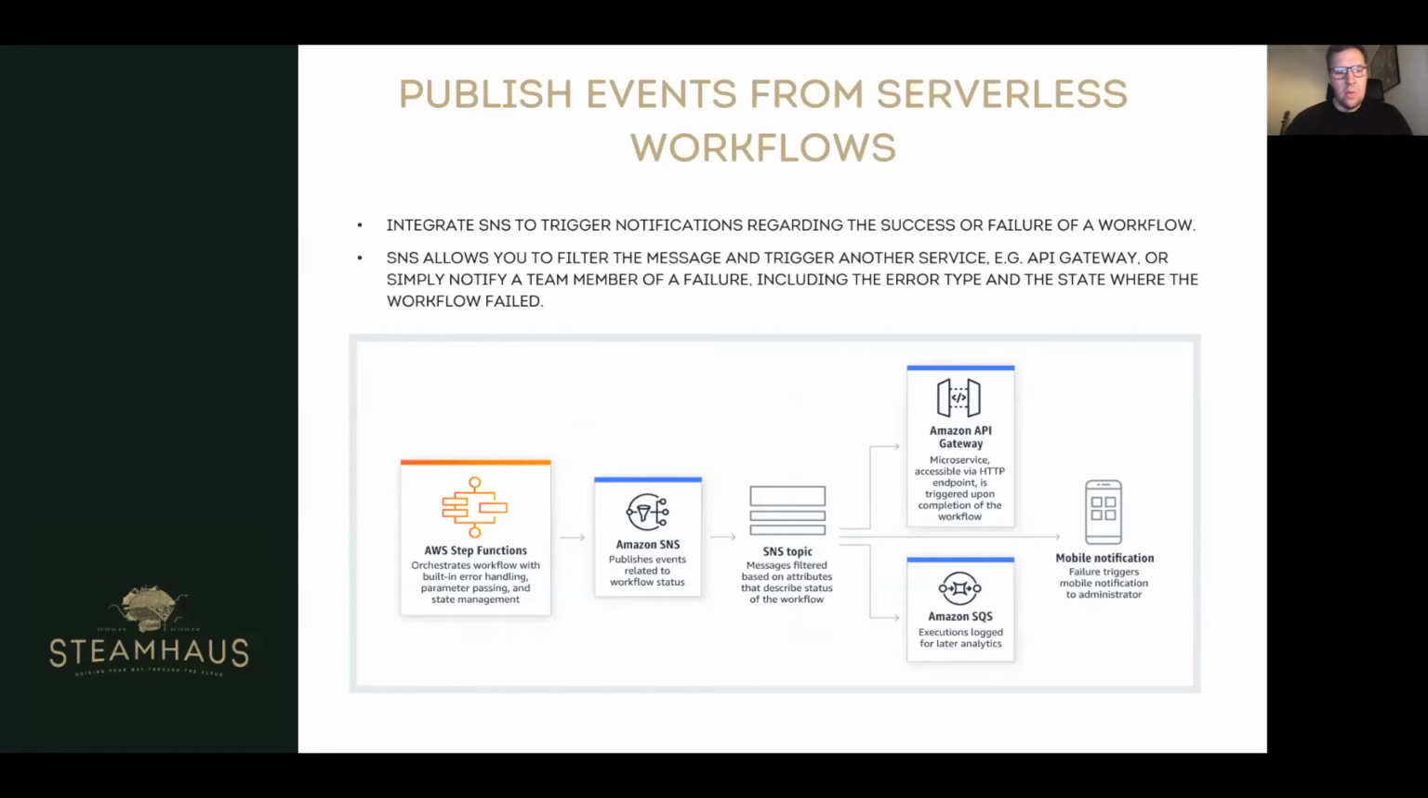Moving on. So the next use case would be to publish events from serverless workflows. So we can integrate SNS to trigger notifications regarding the success or failure of a workflow. And SNS allows you to filter the message and trigger another service, for example, API Gateway, or to simply notify a team member of a failure, including the error type and the state where the workflow failed. Now, of course, we could always pipe these messages out to, like, Slack, etc.